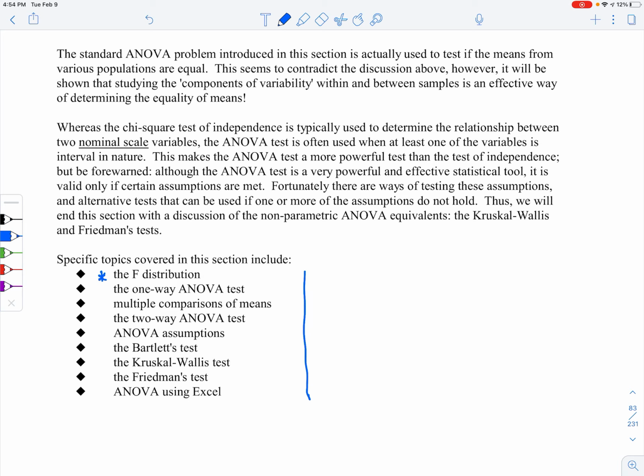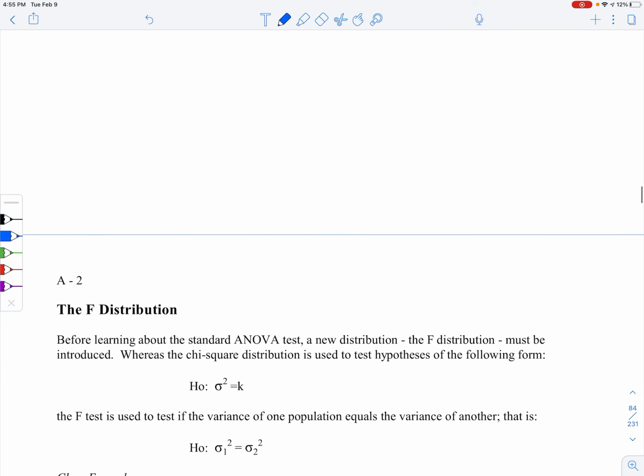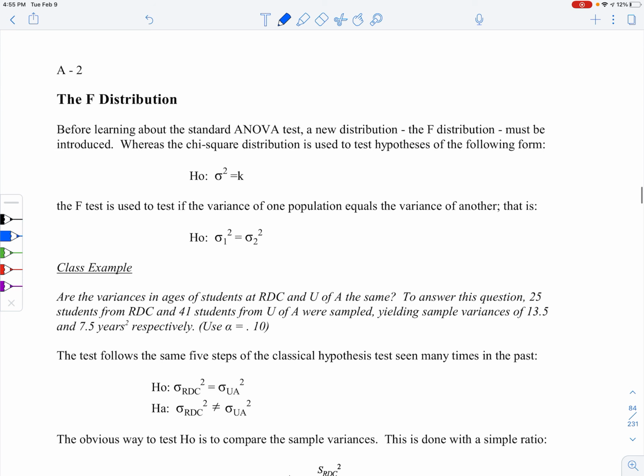The two-way ANOVA test, we're not going to go into any calculations. I'm just going to refer you on that one. And then we are going to talk about some assumptions, and that will lead us to the Kruskal-Wallis test and the Friedman's test, and then some pages at the end here about how to do ANOVA using Excel, which is actually pretty easy.